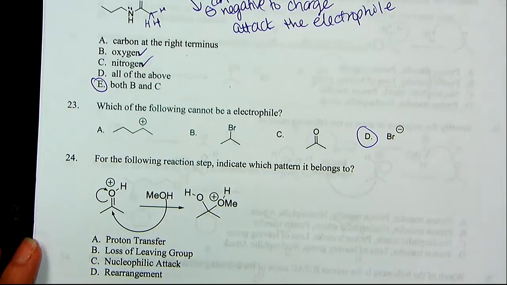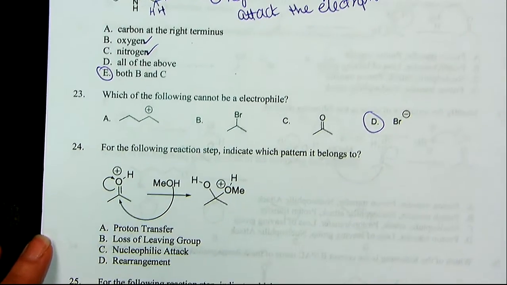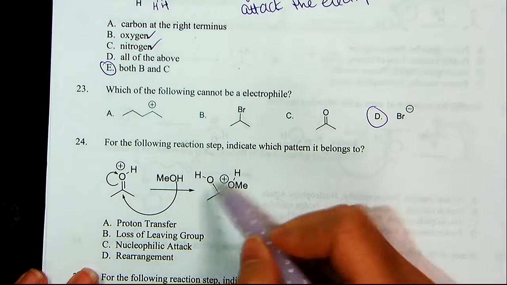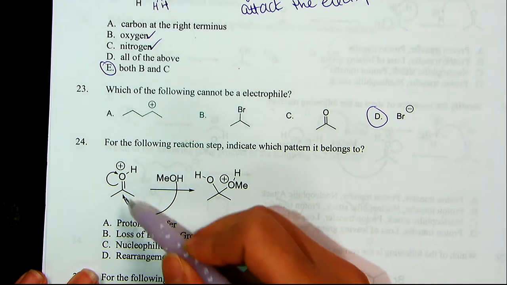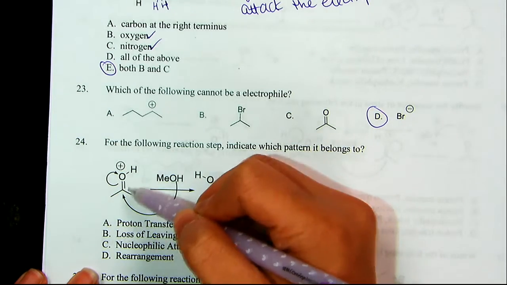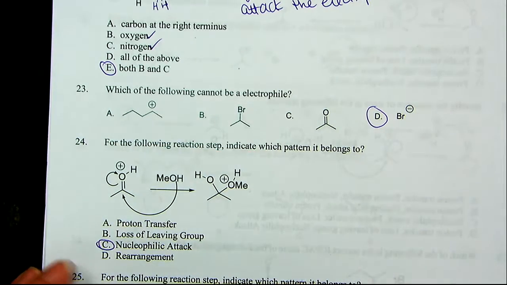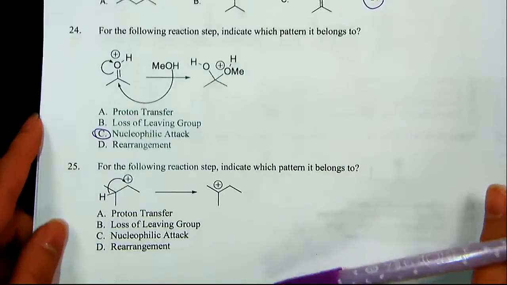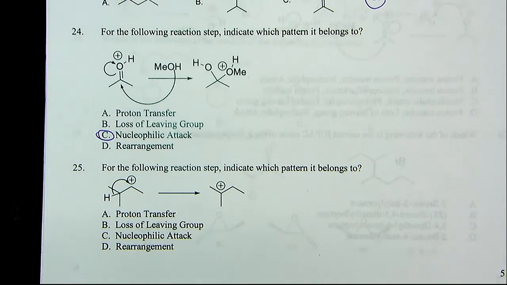Number 24, the pattern is along, so it's attacking this carbon, and that's the pi bond to the oxygen. So it's attacking something. So we have a nucleophilic attack. It's going to attack that center carbon. And this is just identifying when hydrogen or proton transfer also leads to the nucleophilic attack, things like that.